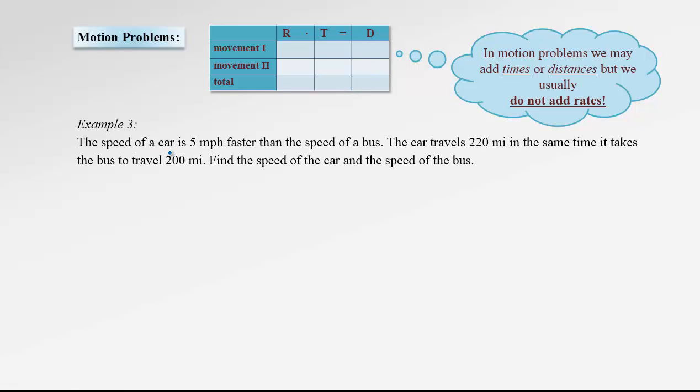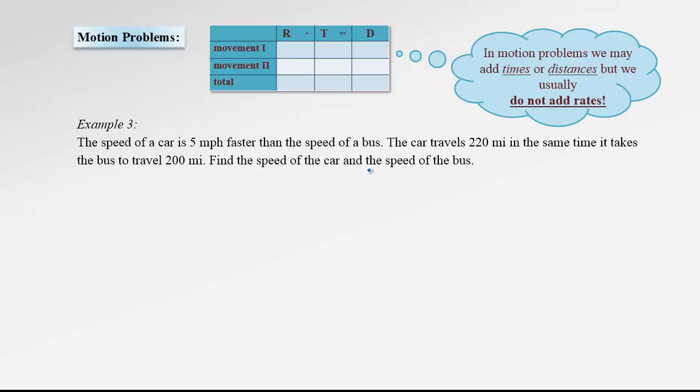Let's see a particular example. The speed of a car is 5 miles per hour faster than the speed of a bus. The car travels 220 miles in the same time it takes the bus to travel 200 miles. Find the speed of the car and the speed of the bus. So we have two moving objects, the car and the bus, and we have some information that we can organize in a table like this.